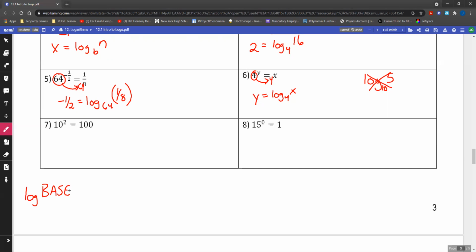All right. So continuing on with this, 10 is my base, moves over to here, 2 equals log base 10 of 100.